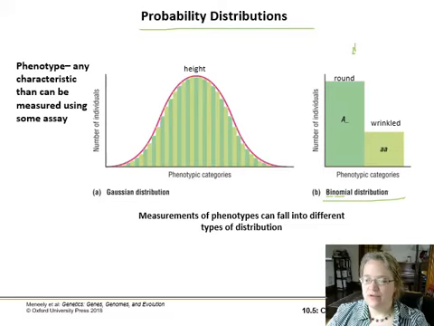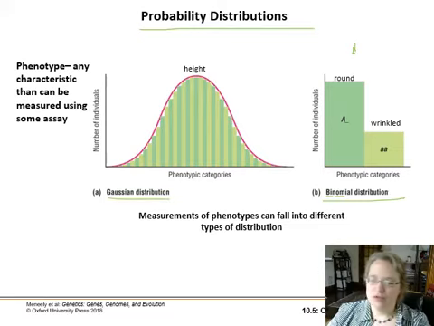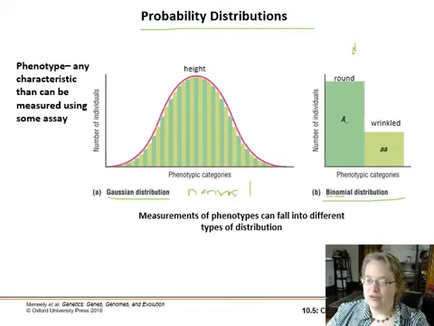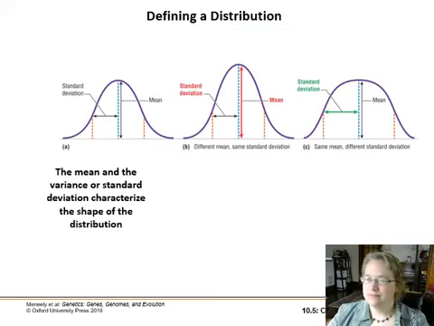Or we can have a Gaussian distribution, which would also be called a normal distribution, where you sort of have a bell curve. So we have our height here, we have a whole lot of phenotypic categories, but overall this thing looks like a big old bell curve, with the most individuals having the medium height in the middle.